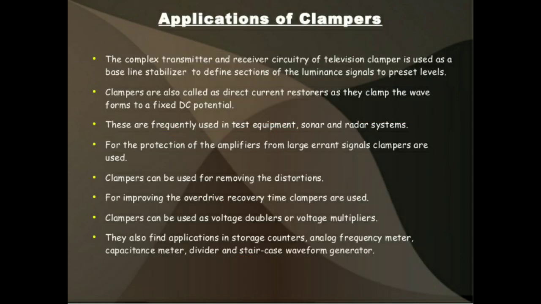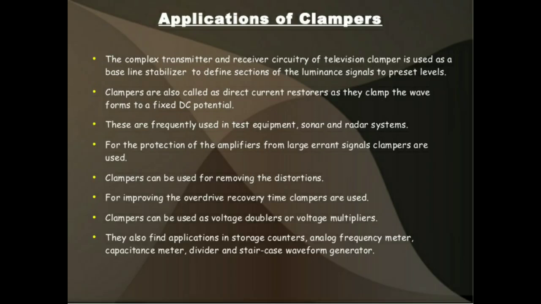Let us see the applications of the clampers. Clampers can be used in complex transmitter and receiver circuits of the television. They can also be used in TV transmitters and TV receivers, and in wave shaping circuits, where they restore the signal. They can also be used in sonar and radar systems and in test equipment.